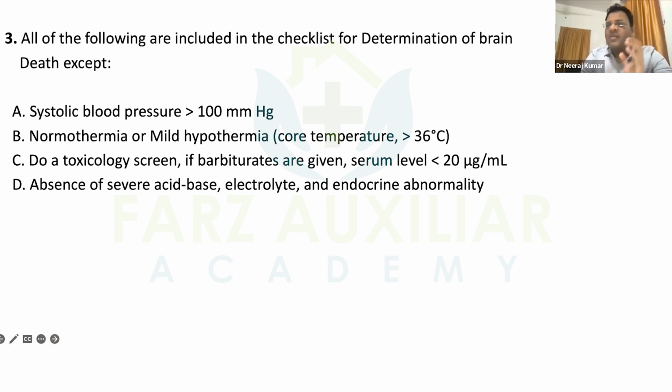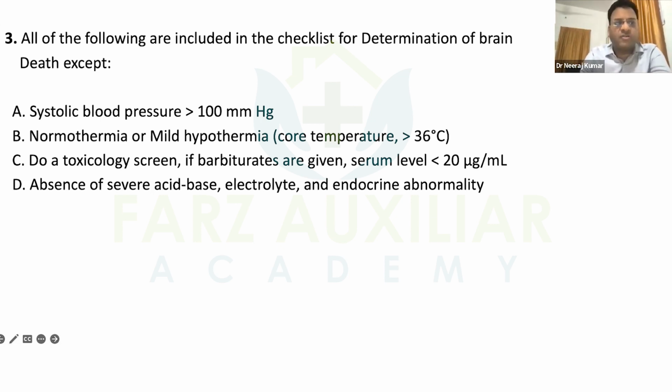The option A is SBP is more than 100. Patient is normothermic or mild hypothermic, where the core body temperature is more than 36 degrees Celsius prior to determining the checklist for brain death. And if you are doing a toxicology screen, if the patient has taken a barbiturate and serum level is less than 20 microgram per ml, or if the patient has absence of any severe acid-base, electrolyte, or endocrine abnormalities. So which of the following doesn't fit to the determination of brain death.